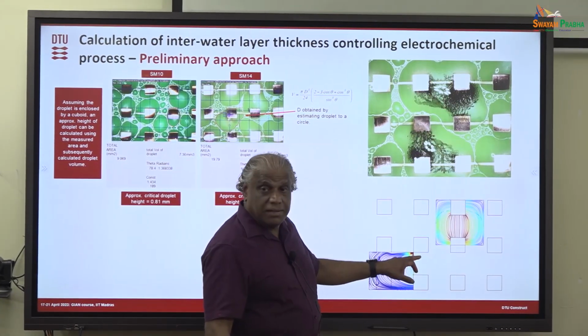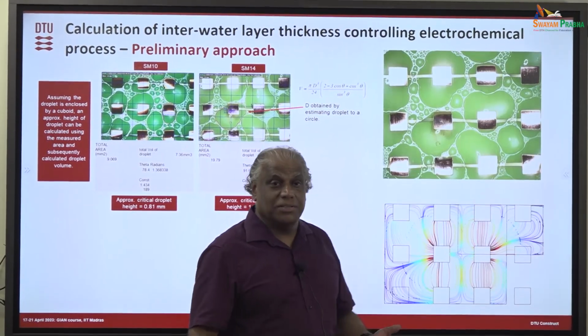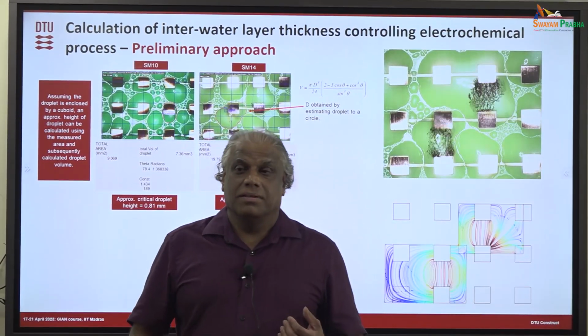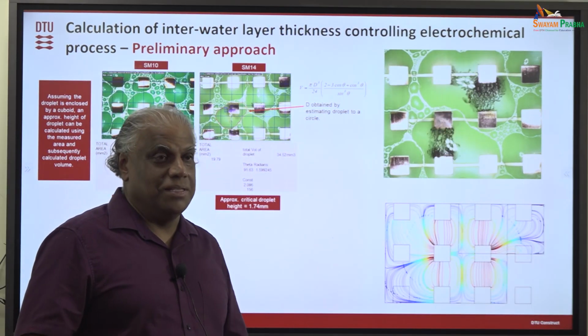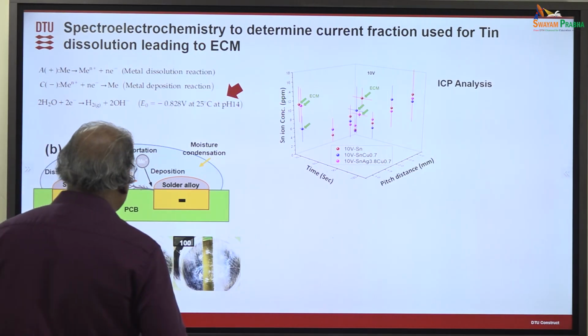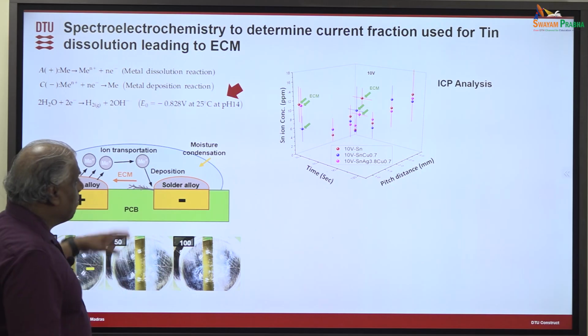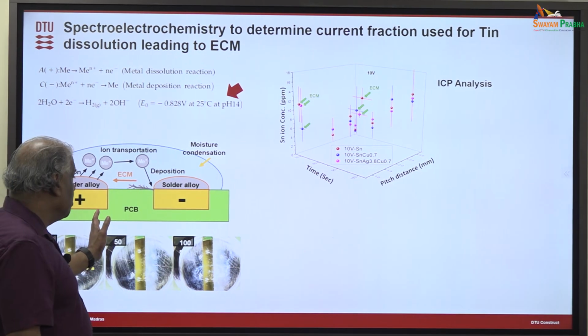Depending on the field here. But in order to do that, we need to know what fraction of the current is used for metal dissolution and what fraction of the current is used for electrolysis. So we are trying to do some experiments which combine analysis with electrochemistry together.